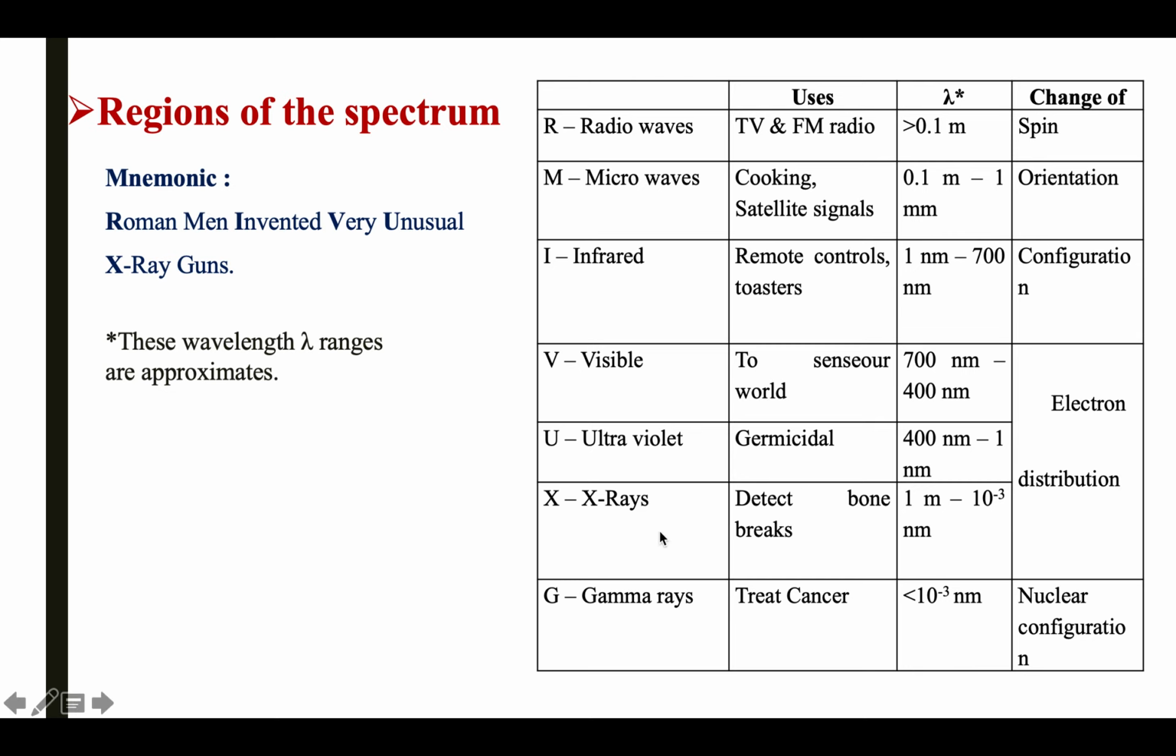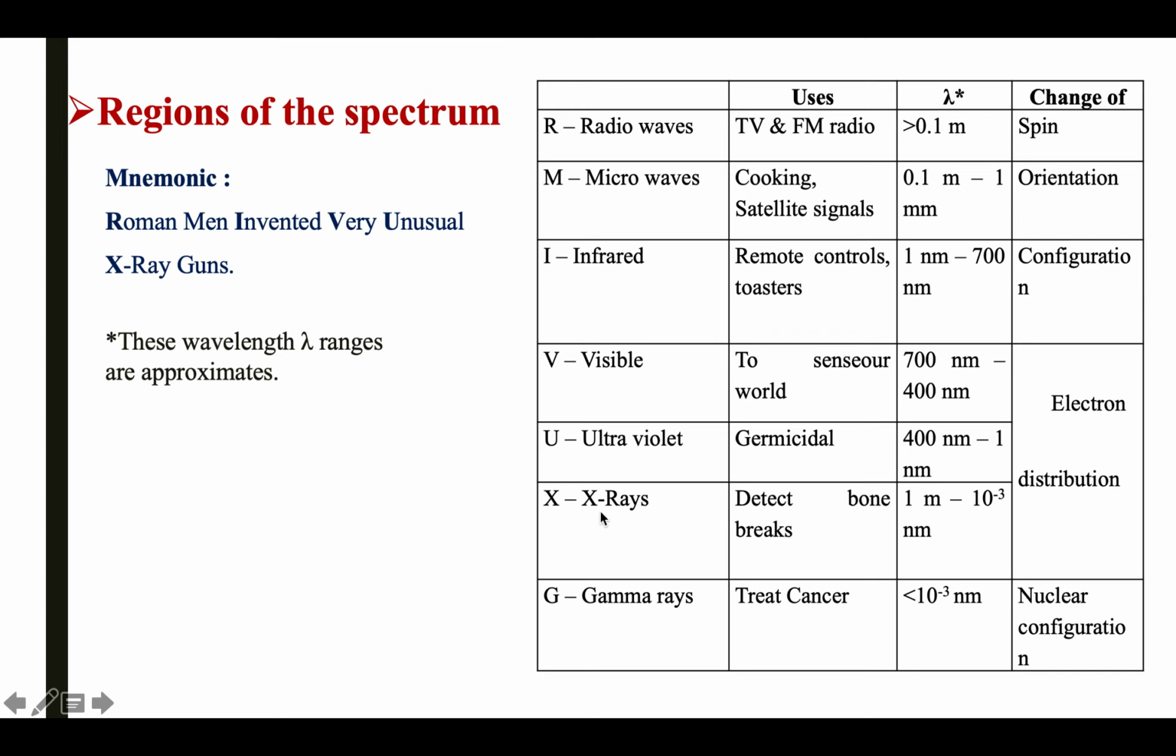Next one is X-ray. X-ray is used to detect bone cracks. Bones are made up of calcium, so if there is a break between two bones, then X-rays will fall into the break, and that's how it gets detected in the detector. The typical range of X-ray wavelength is 1 meter to 10 to the power minus 3 nanometer. That is also responsible for change in electronic distribution.